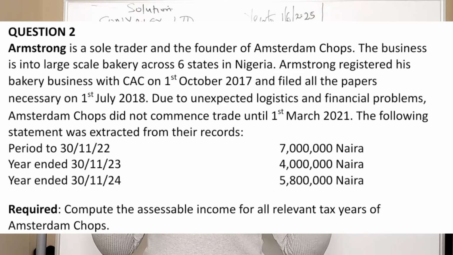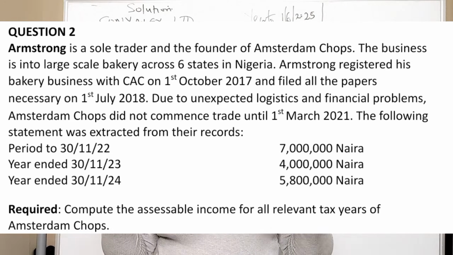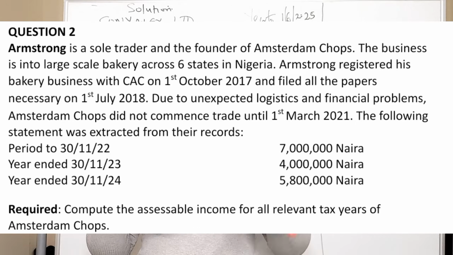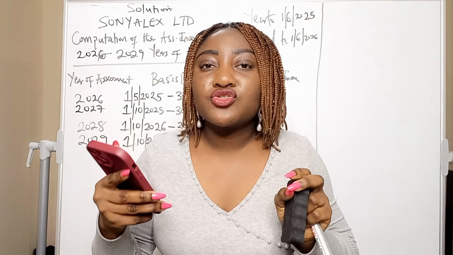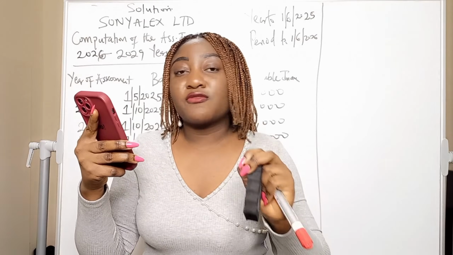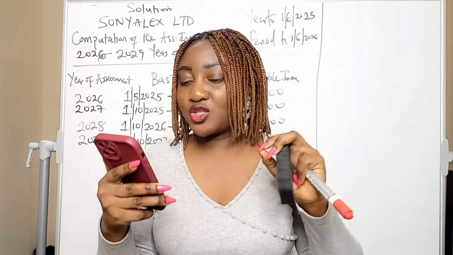The following statement was extracted from their records. Once they start giving you this kind of plenty story in exam, just be rolling your eyes, because it's just to waste your time, right? But what is important here is when they commenced. All these, they started business, they filed, they could not start, it's none of your business. All those previous dates, none of your business. When did they commence trade? When did they start main activities? On the 1st of March 2021. Okay, so date of commencement is 1st of March 2021.